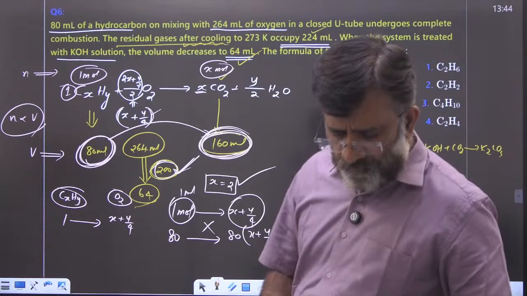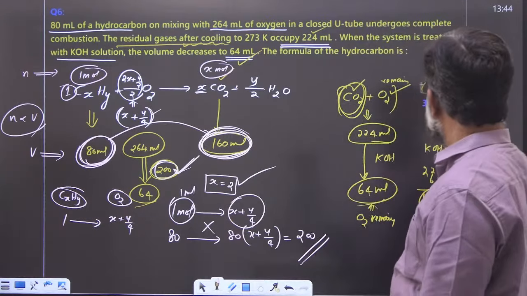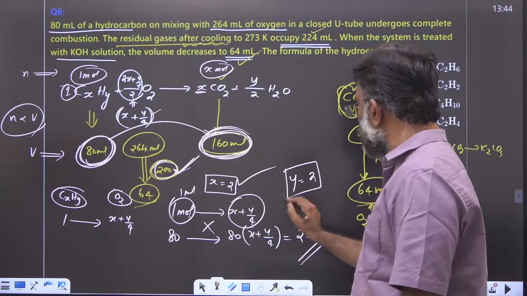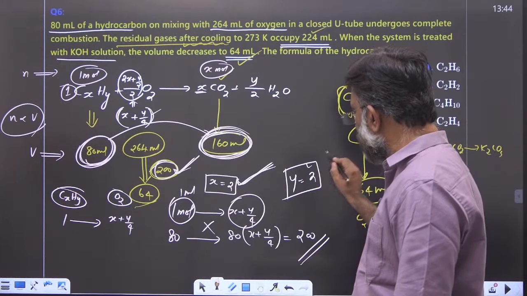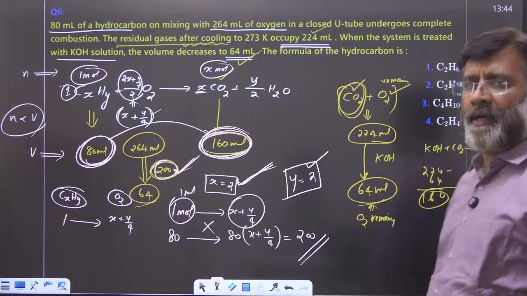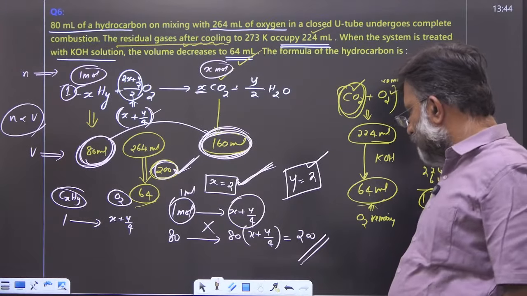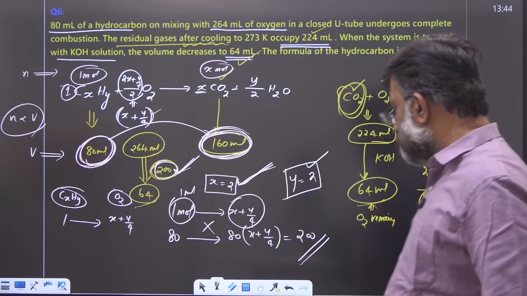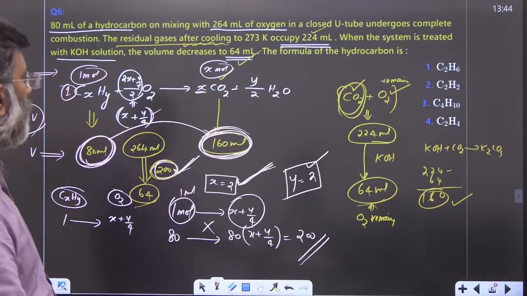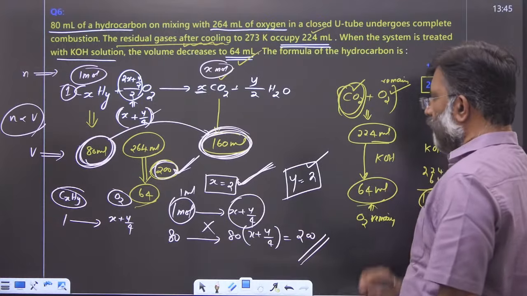How much will the Y value come? Y value you will get 2. Already we got x as 2, and from this you will get y as 2. Please try whether you get y equal to 2 or not. And hence the answer will be option 2.